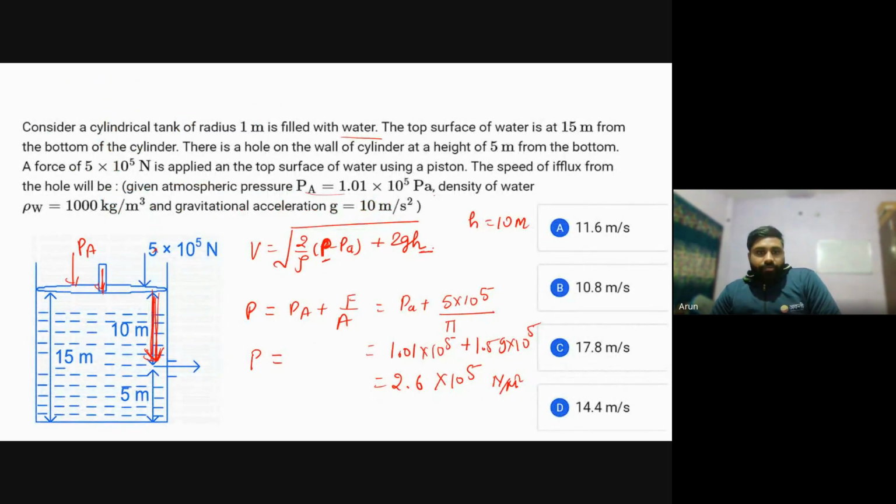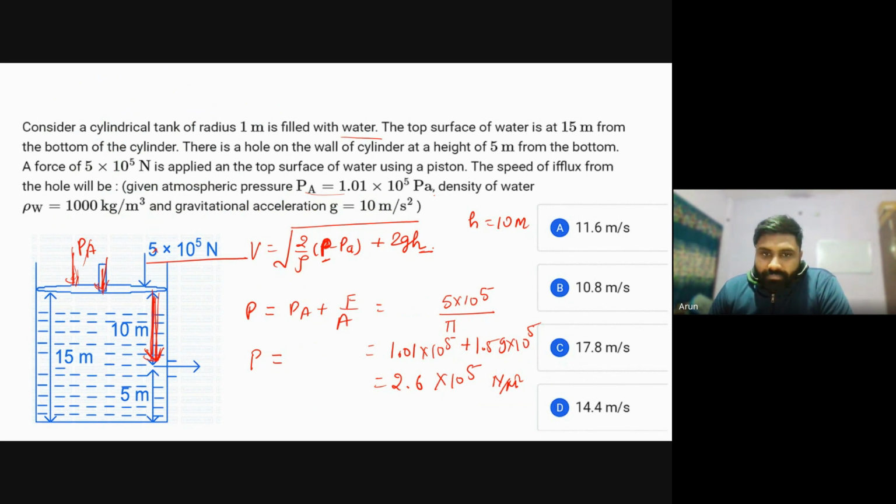Now what we have done here is that we have calculated the atmospheric pressure also here. So this is the silly mistake that you can make. You can see that this is the piston we have, so atmospheric pressure will also be acting on it. No, we are applying the pressure on the piston. So we would only wish to consider this 5 into 10 raised to the power 5, not this PA.